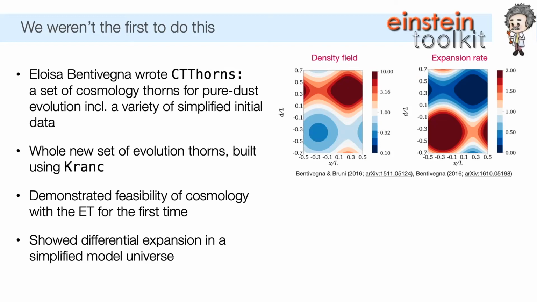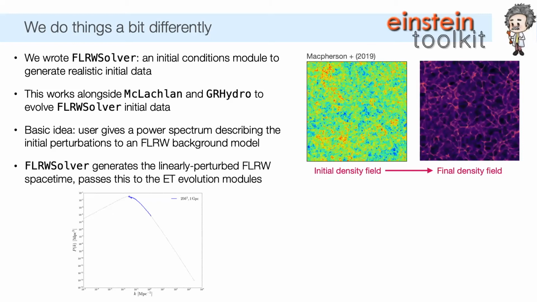We're interested in similar questions, but we do things a little bit differently. Specifically, we wrote FLRWSolver, which is an initial conditions module to generate realistic initial data inspired by our observations of the early universe. This code works alongside the McLachlan thorns to evolve space-time, and works with GRHydro to evolve the FLRWSolver initial data that's provided.